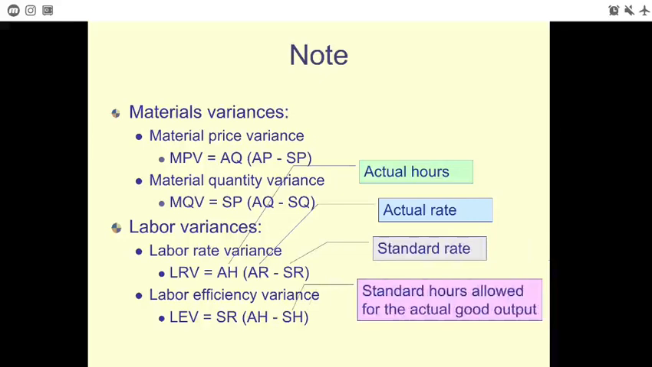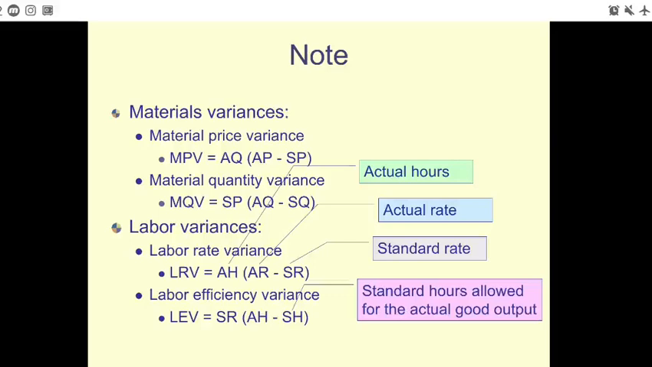Okay, so direct labor variances. These are the formulas that you have to use for the labor rate variance. The formula is actual labor hour times actual rate minus standard rate. Labor rate means labor salary. In management accounting, you pay the labor based on the labor hour: how much salary for 1 hour. That is the typical thing that we do.